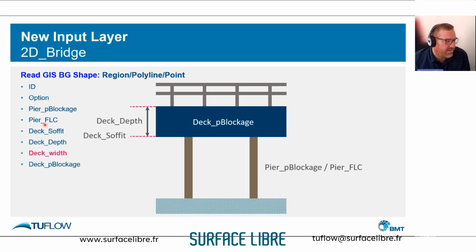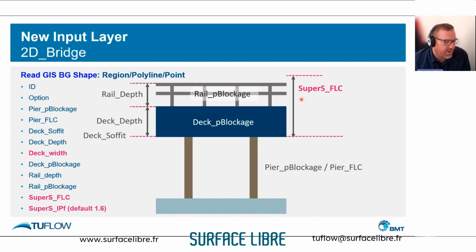So we specify our piers, specify the deck soffit, the deck depth, the deck width, which I'll come into in a minute, and then the deck blockage. And then we specify our rail depth and our rail blockage. So these are pretty much the same parameters that we had for the layered flow constriction. But this time we're not specifying a form loss coefficient for the deck or for the rail. We're treating this as what we call a superstructure, which is an absolutely terrible name for it. But that's what the developers looked at and thought, we'll call it a superstructure.